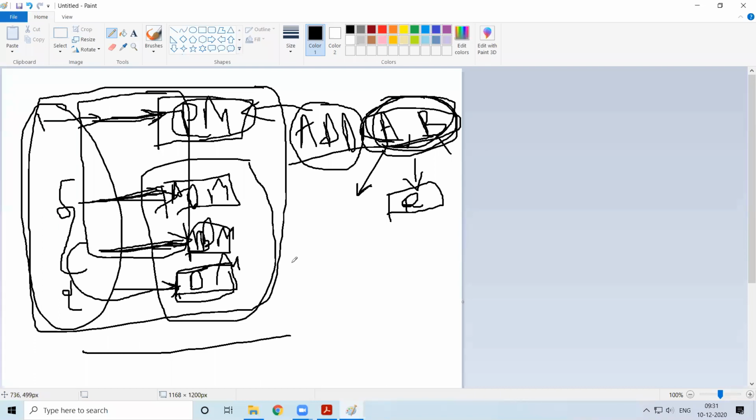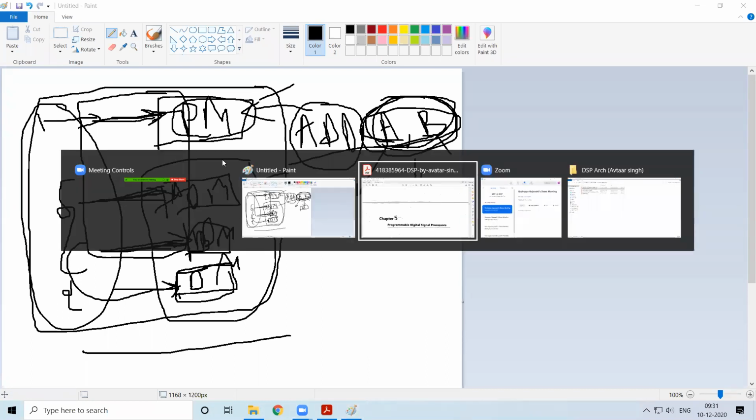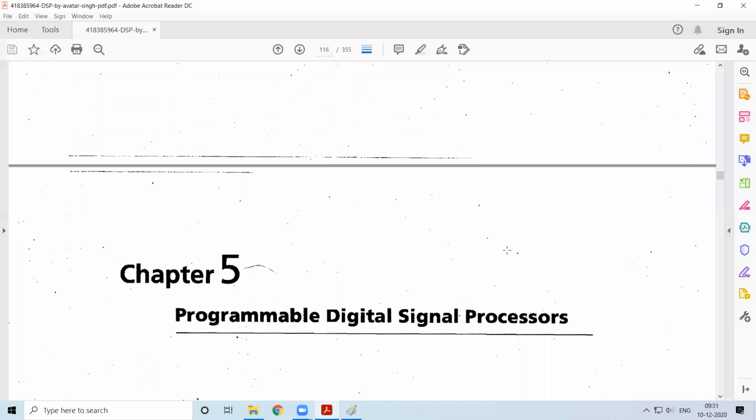So it depends on how the memory is being provided. But one separate for program and one separate for data will be there. Data memory and program memory will be separate. At least one will be there. Again, it depends on whether you want one, two; it depends on the architecture. So this is how it actually increases the speed of execution in DSP.